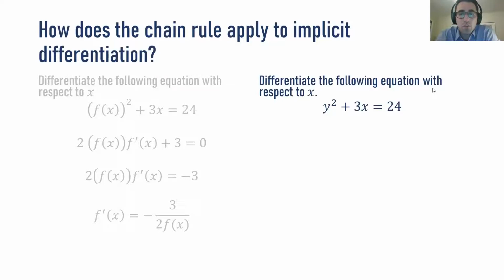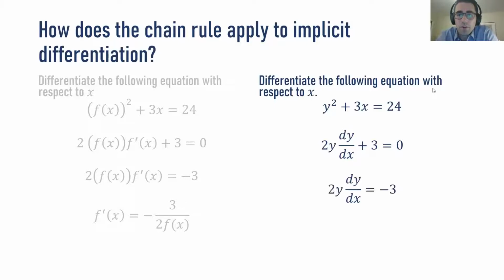So that will become 2y times dy dx. The dy dx there, you may write that as y prime. I like to write it as dy dx so it stands out more, but you could write that as y prime. Then the derivative of 3x is 3.